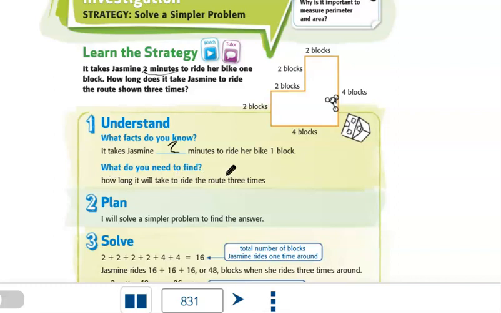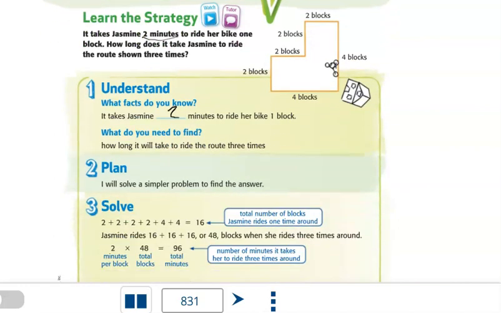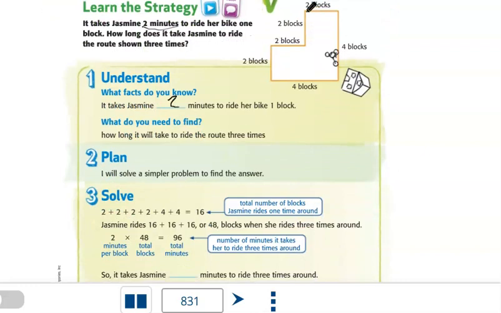How long will it take her to ride the route 3 times? Well, we'll solve a simpler problem to find the answer. So, first I'm going to add up 2 plus 2 plus 2 plus 4 plus 4 plus 2, which will get me back to where I started. So that's what they've written out here. 2, 4, 6, 8, 10, 12, 14, 16. 16. Jasmine rides 16 plus 16 plus 16, or 48, because she rides it 3 times around. So that's why they tripled 16 here.